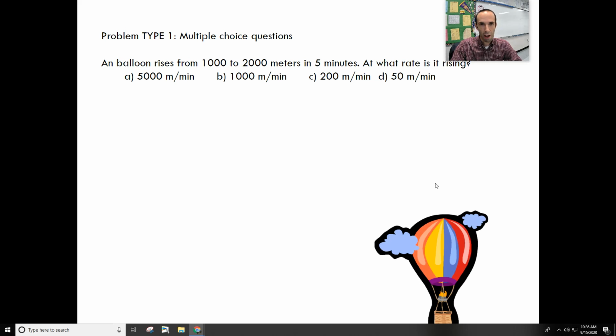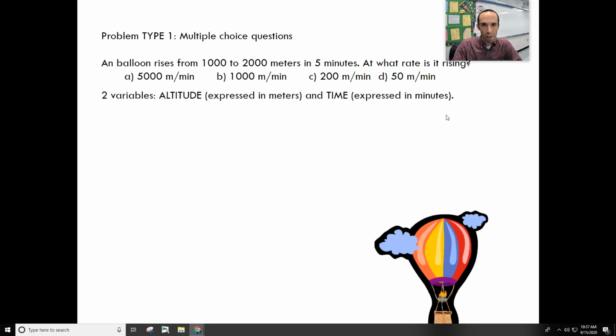As this balloon rises from 1,000 meters to 2,000 meters, it does so in 5 minutes. So at what rate is it rising? Well, we can do the math, and the first thing you would want to do is figure out which variables are which. What are we subtracting, and what's on the bottom?